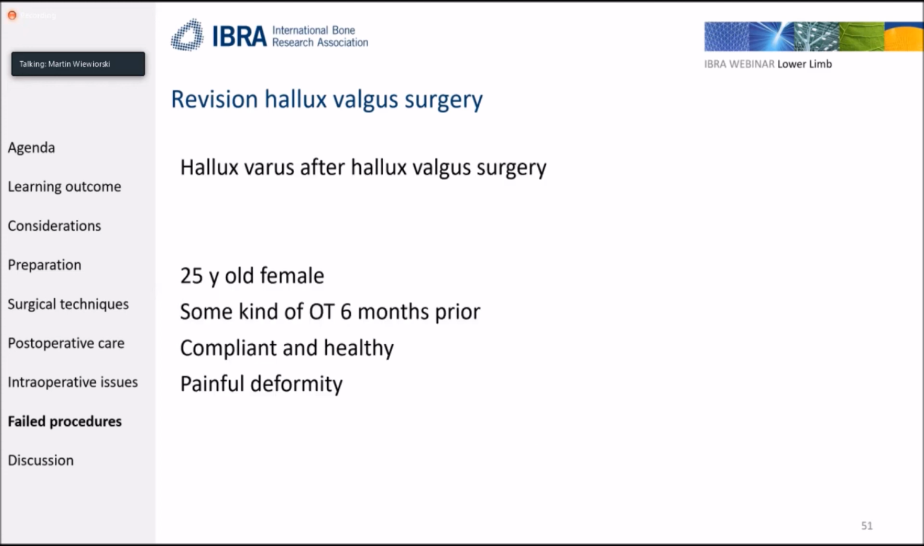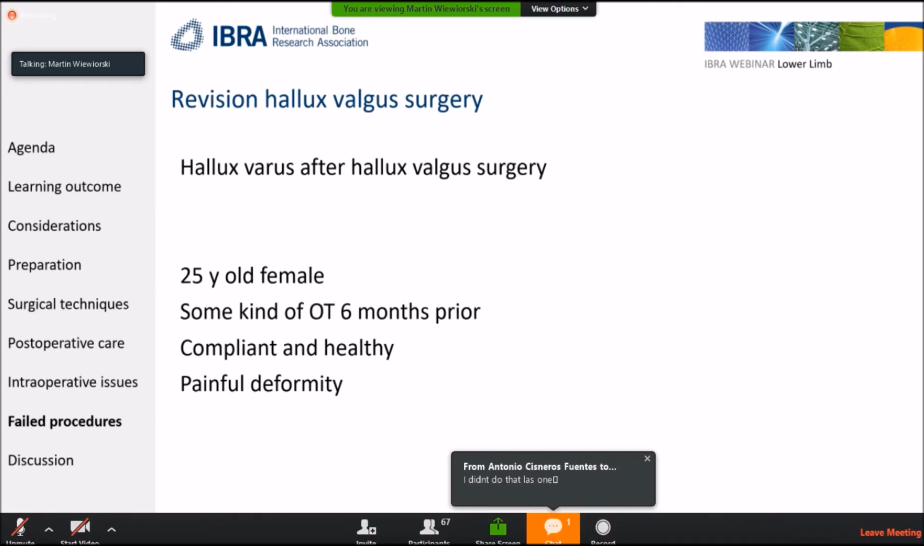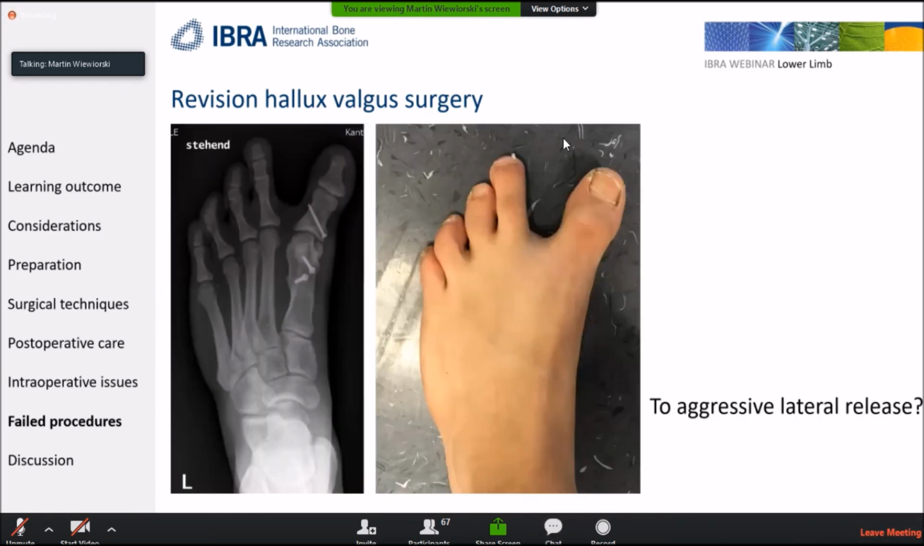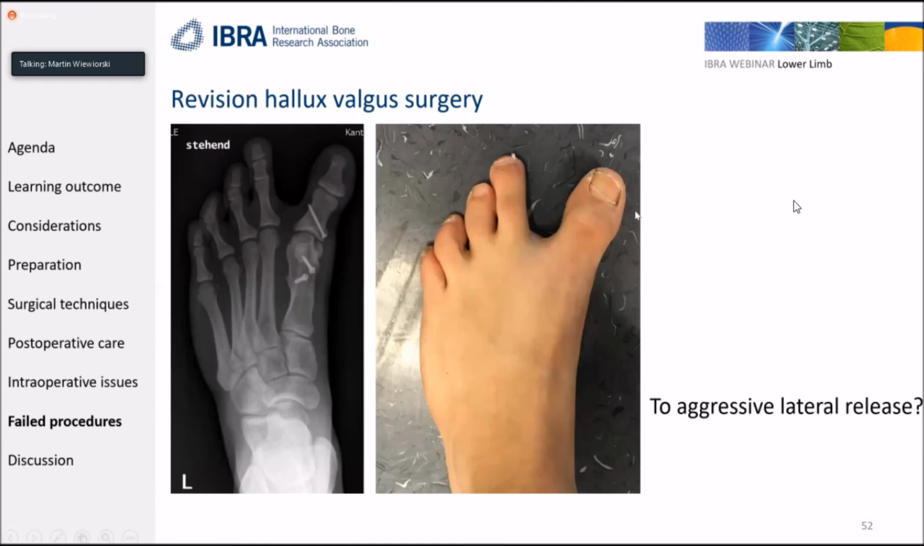Another case here, this is really a severe complication, which unfortunately I don't see too often. It's a Hallux valgus after Hallux valgus surgery. A 25-year-old young lady. She had some kind of osteotomy 6 months ago. Otherwise compliant and healthy, but she has a painful deformity. So this is from the preoperative X-ray, and this is the clinical view. I mean, this is crazy looking, and you can understand why this is bothering her.